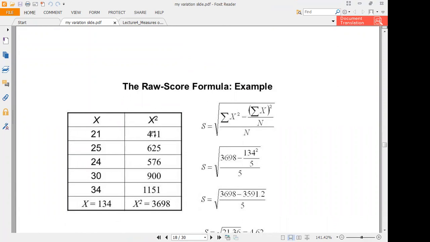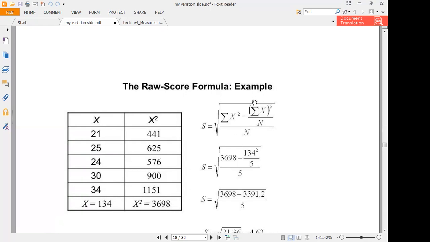Then I will square each of the data sets. 21 squared is 441. 25 squared is 625. So I square all and I get this. Now the summation of everything here, which is all the data set, is 134. The summation of their squares is 3698.